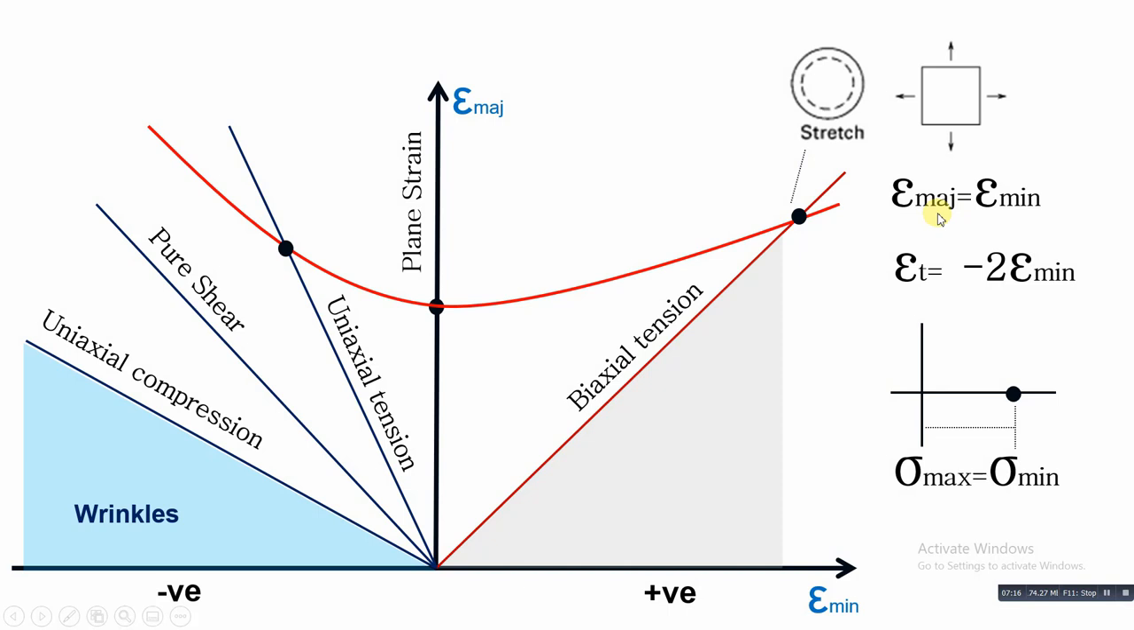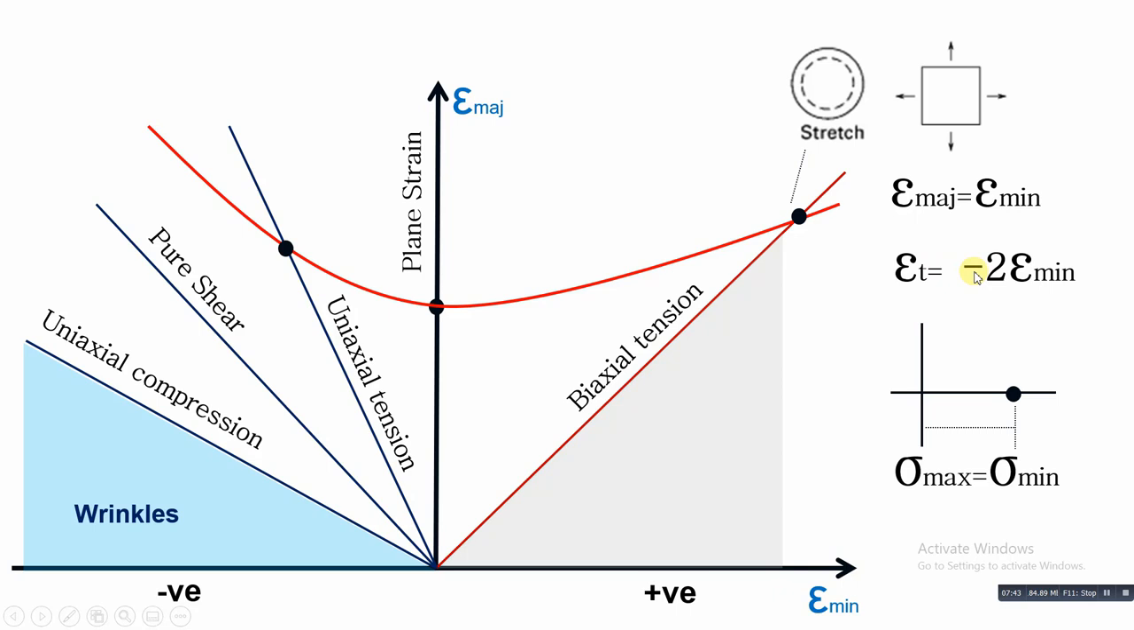The final case, the last one, is the biaxial tension, in which we have two normal stresses. This case is the reflection of the pure shear. In pure shear the relation is epsilon major equals negative epsilon minor, but in biaxial tension, any point located on this line will follow the relation epsilon major equals epsilon minor, and accordingly epsilon t, the strain in the thickness, will be equal to negative 2 epsilon minor.